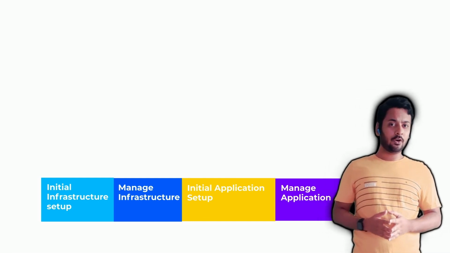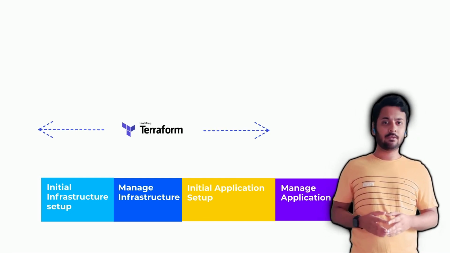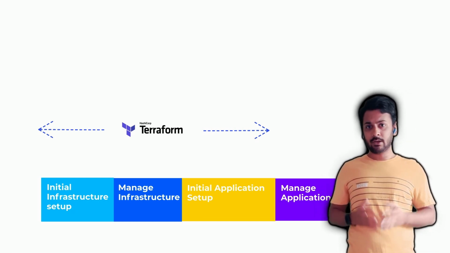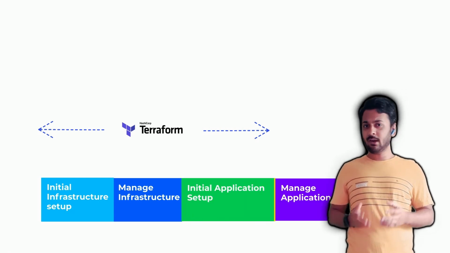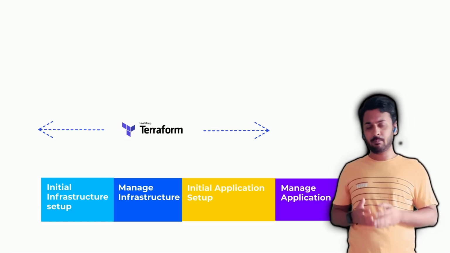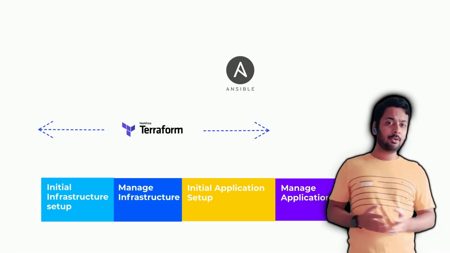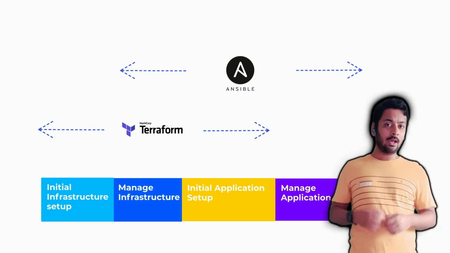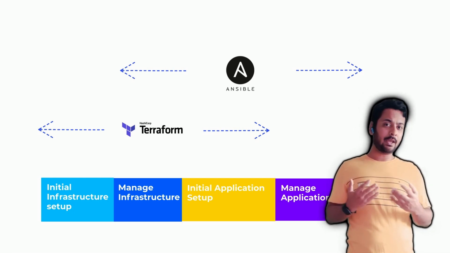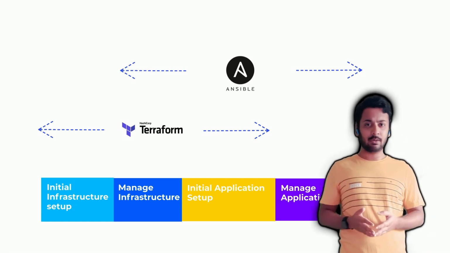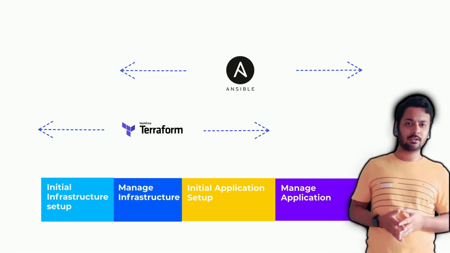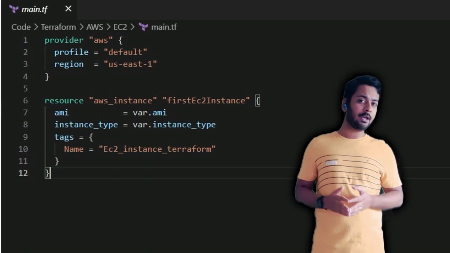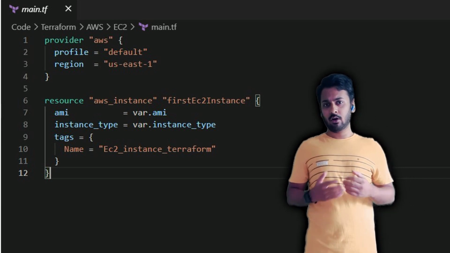Terraform can be used for initial infrastructure setup as well as managing that infrastructure, and we can use Terraform to set up the application initially. But Terraform cannot be used to manage the application, whereas Ansible can be used for initial application setup as well as managing that application. Ansible can also be used for managing already deployed infrastructure, but Ansible cannot deploy the infrastructure from scratch.